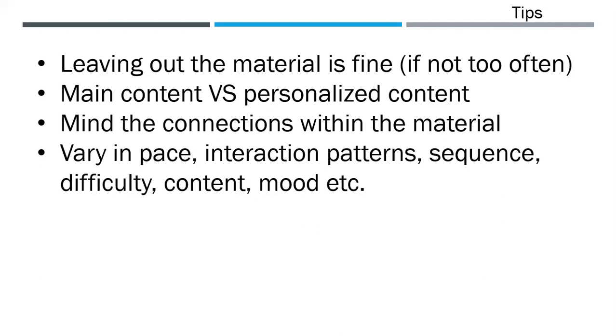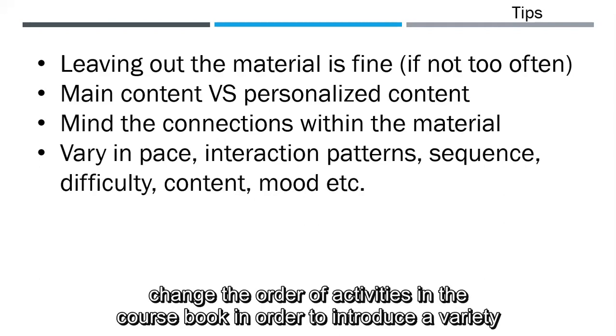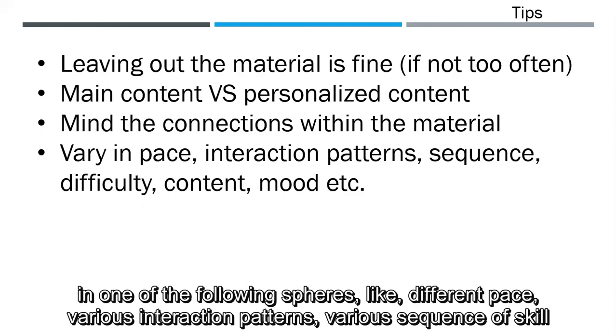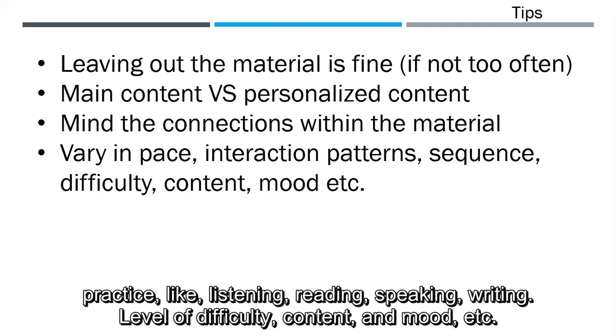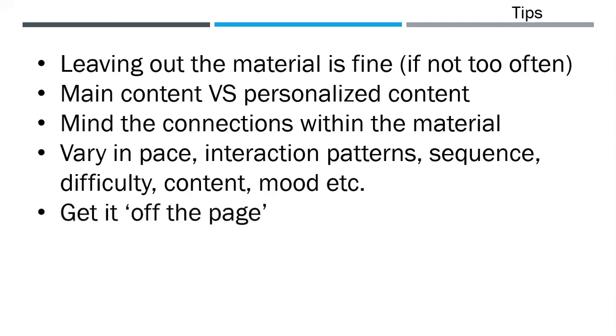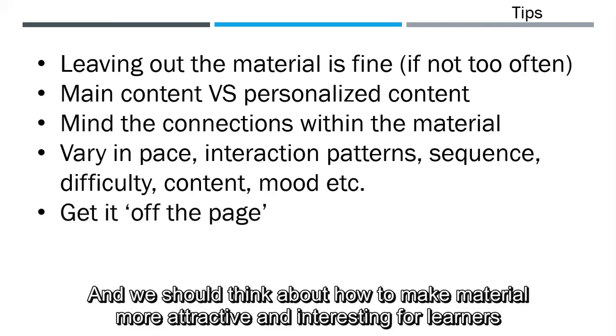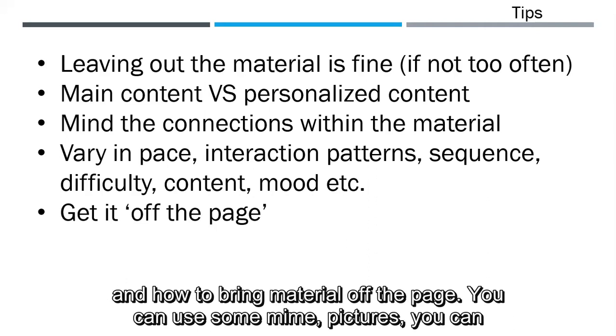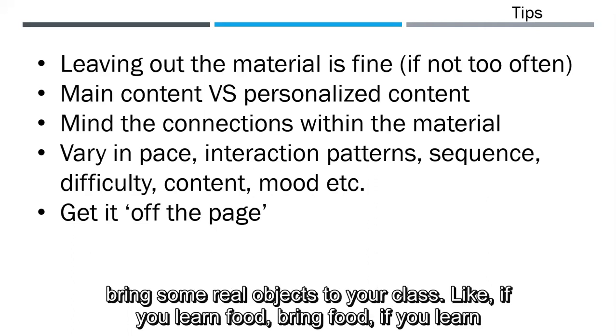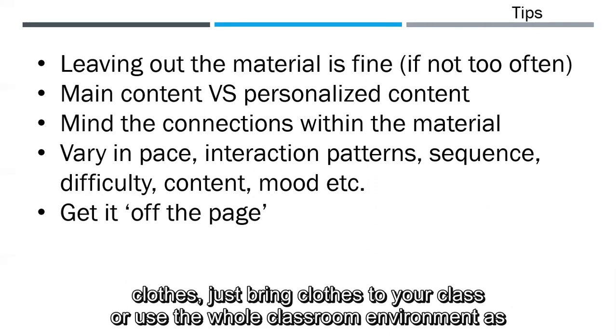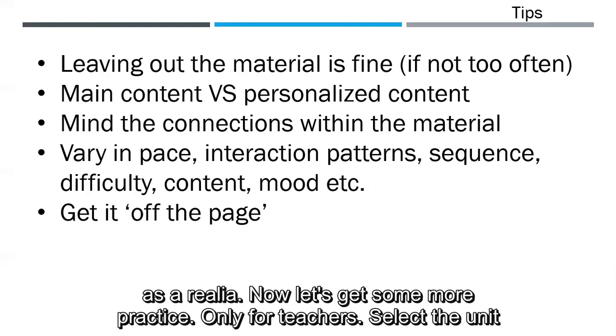We can change the order of activities in the course book in order to introduce variety in one of the following areas: a different pace, various interaction patterns, various sequences of skill practice, like listening, reading, speaking, writing, level of difficulty, content, and mood, etc. And we should think about how to make material more attractive and interesting for learners, and how to bring material off the page. You can use some mime, pictures, you know, you can bring some real objects to your class. Like if you learn food, okay, bring food. If you learn clothes, just bring clothes to your class, or use the whole classroom environment as realia, right?